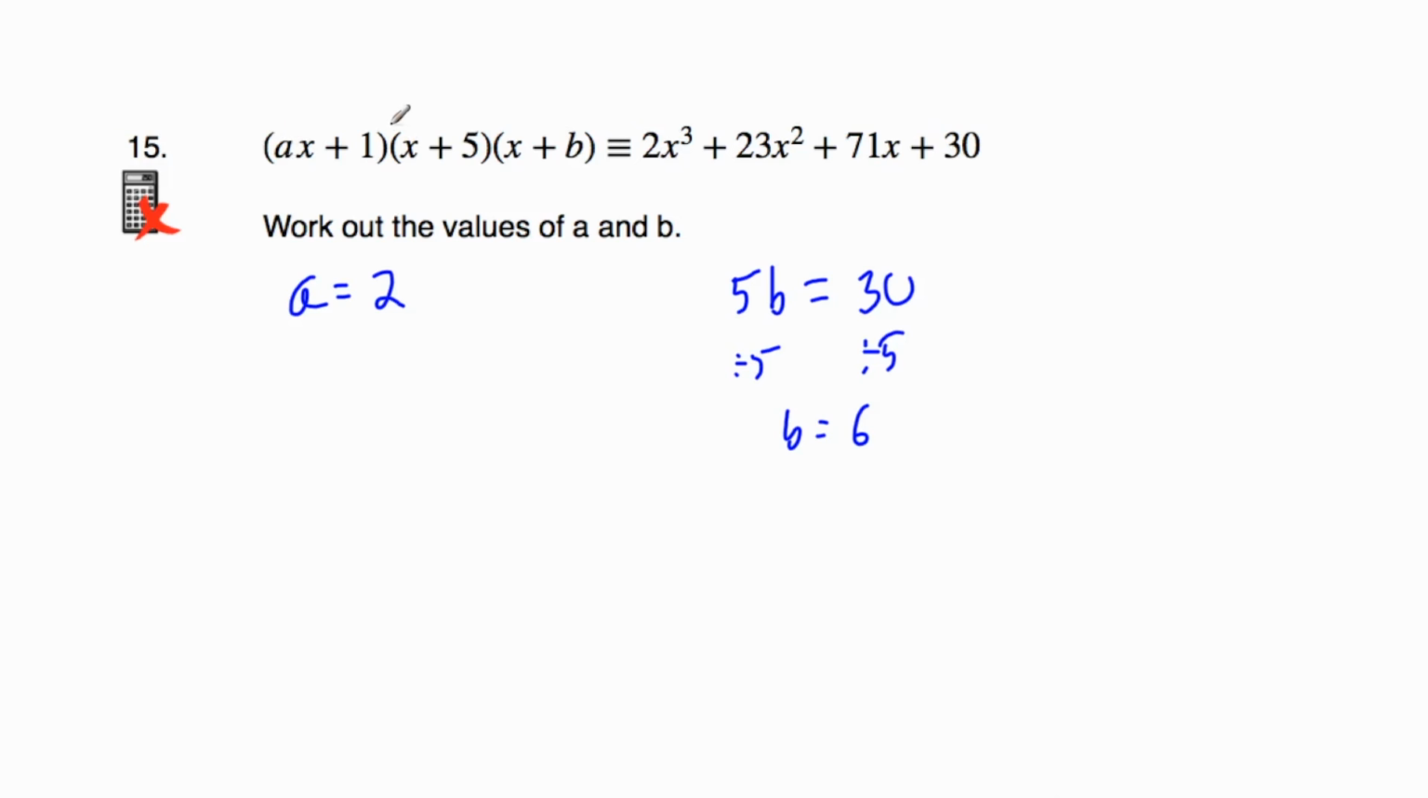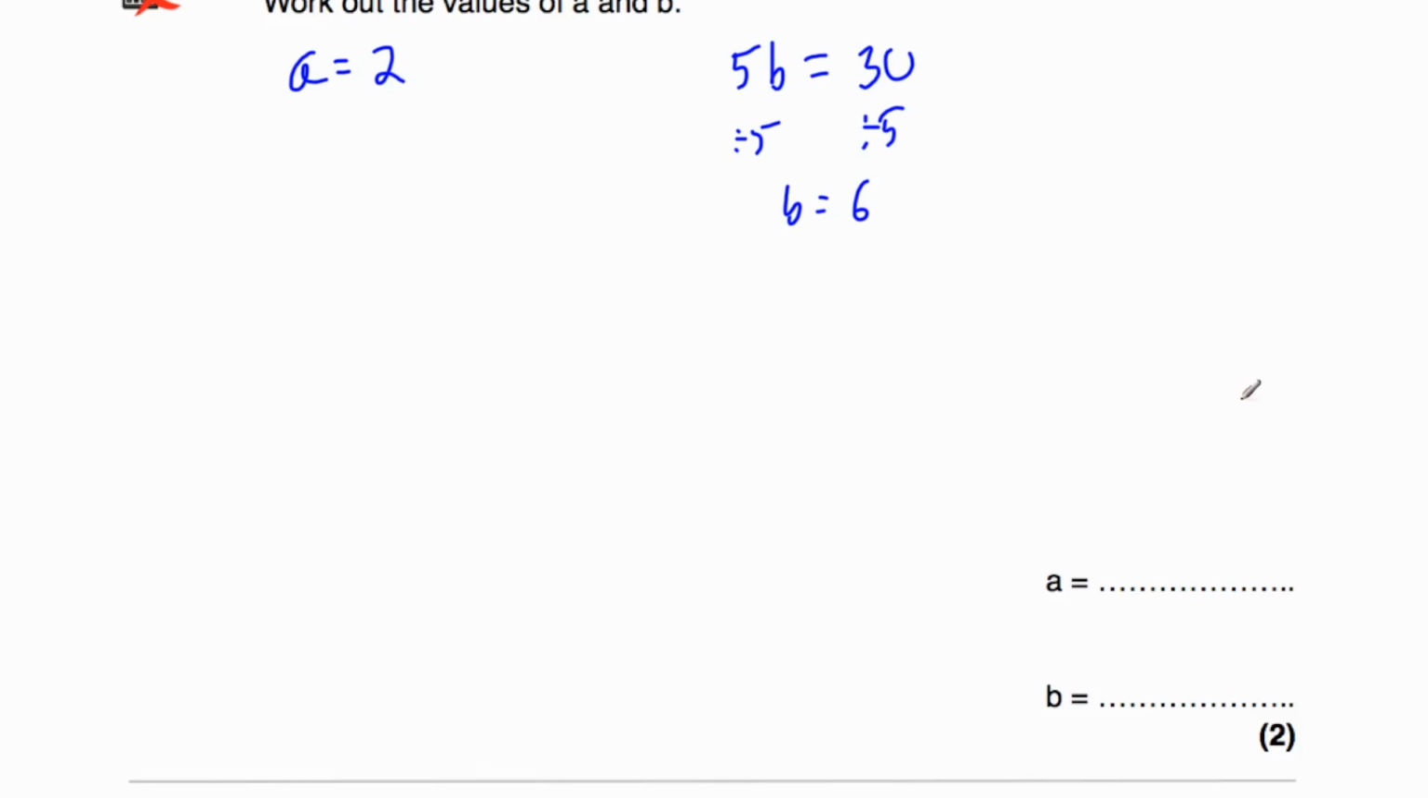So ax times x times x would be 2x cubed, so a has to be equal to 2. And then in terms of the constant on the end, the 30, the only thing that would multiply together to give us that would be 1 times 5 times b. And 1 times 5 is 5, times b is 5b, and that would be equal to 30. So b has to be 6. 1 times 5 times 6 is 30. So that's how we know that a is equal to 2 and b is equal to 6.